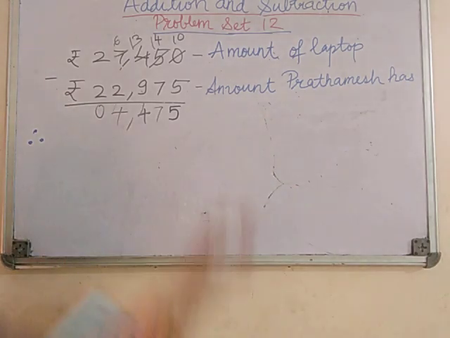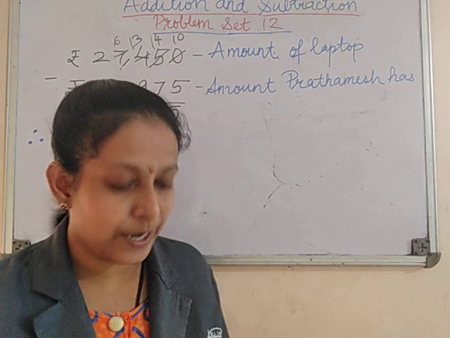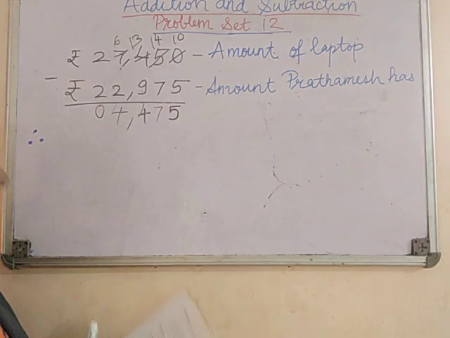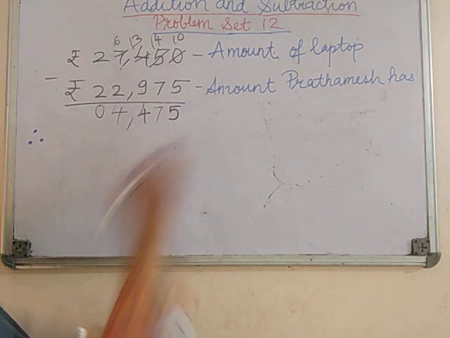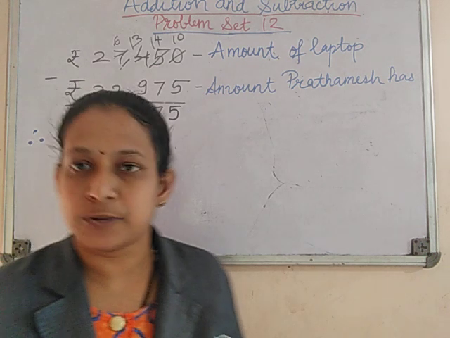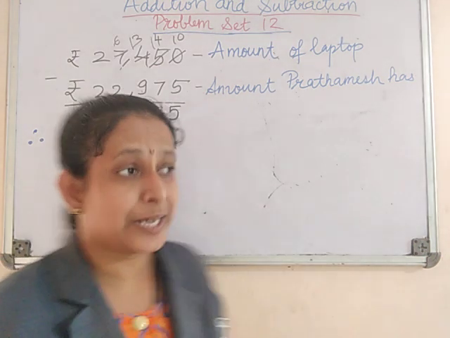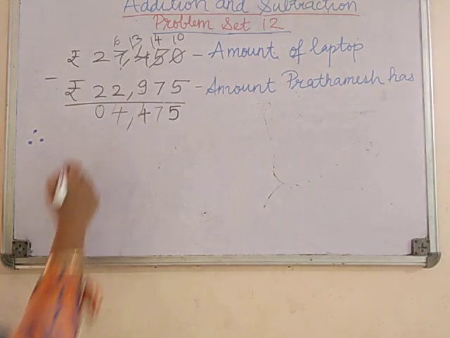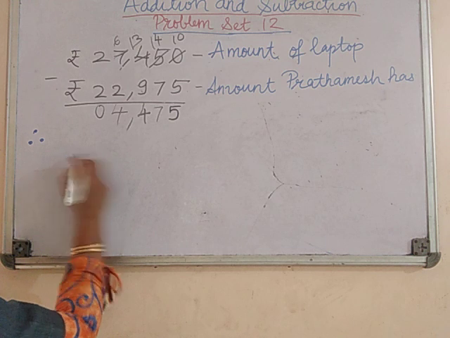Or you can even write it this way. Prathamesh needs rupees 4,475 to buy a laptop. You can write it either way, both are correct. So according to the question, if you write, it will be like this.